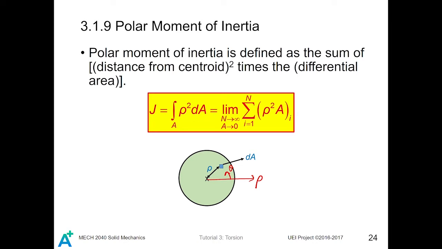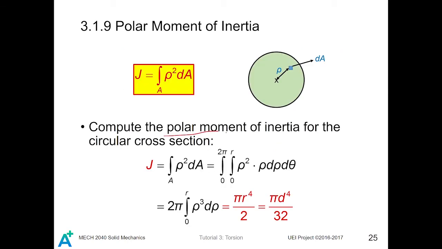As we have discussed in tutorial 0, to do this integral, we can do this. J equals the integral of rho squared dA. But you know, for the polar coordinate system, the differential area dA is just rho d rho d theta. Then we can compute the polar moment of inertia of a circular cross-section.